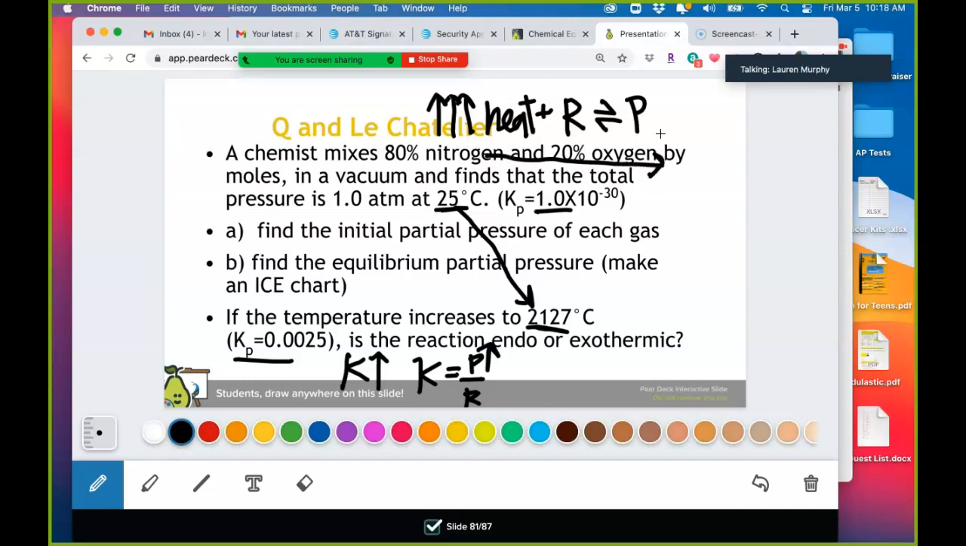Shifting to the right will cause this to go up, right? Does that match what we just said needed to have happen? Did my products go up? So K gets bigger, so it is endothermic.